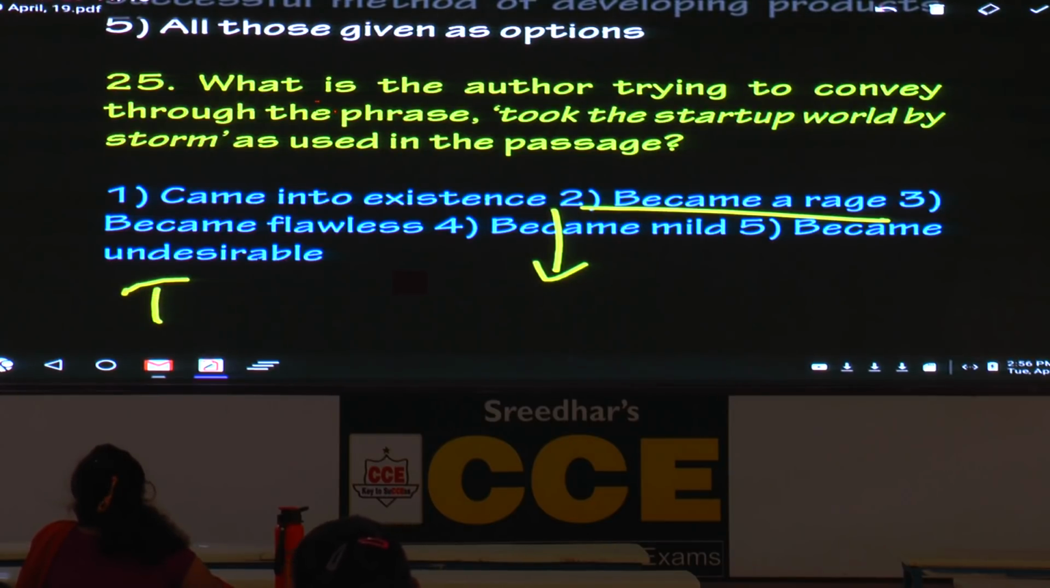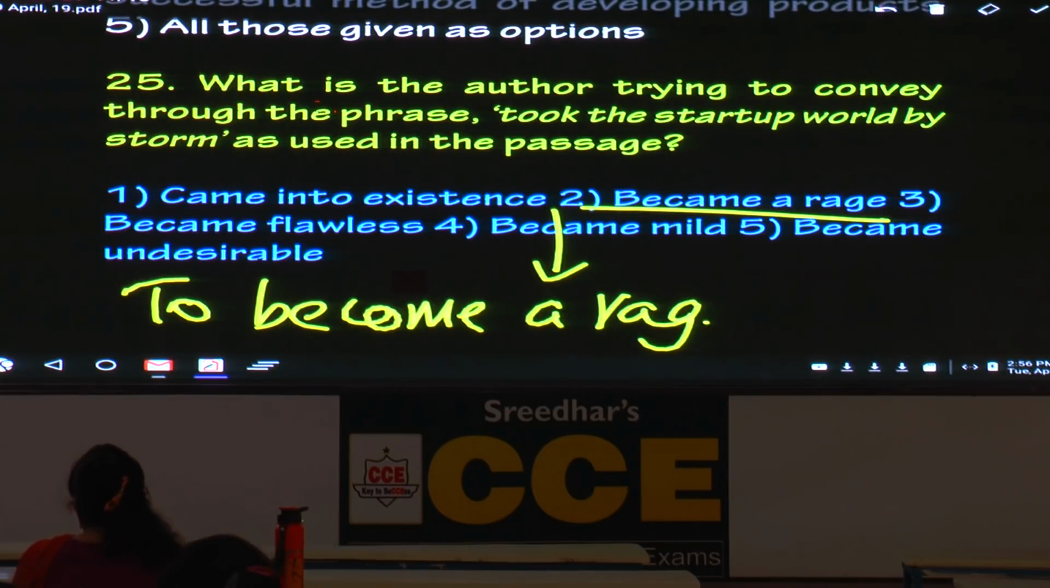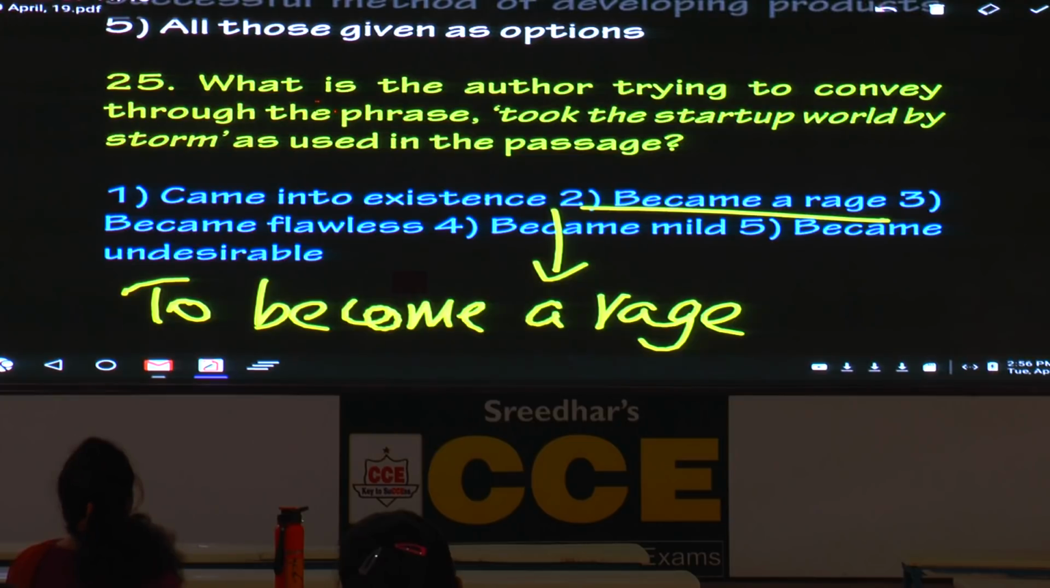To become, here they have used the past form, to become a rage. That and take the world by storm both mean the same. What is the meaning? To become very popular within no time. Some singers have become extremely popular within no time. Then we use these. It goes with the pop world, rock world, and sometimes products also. Some product takes the world by storm. It means what? Within no time it becomes very popular. Shall I move on to the next one?